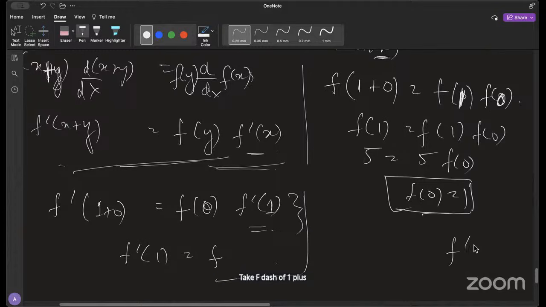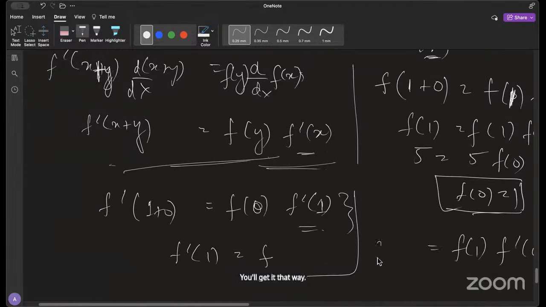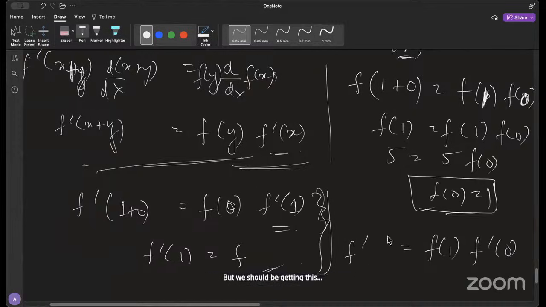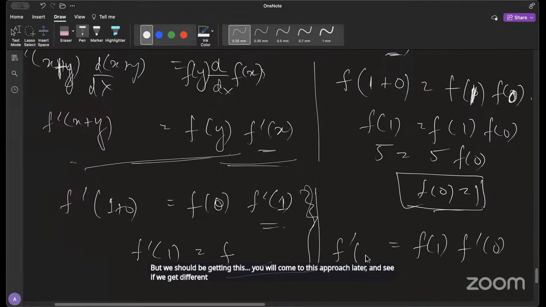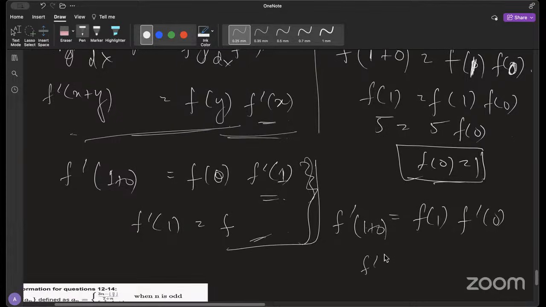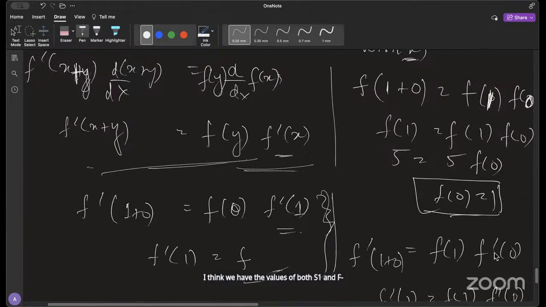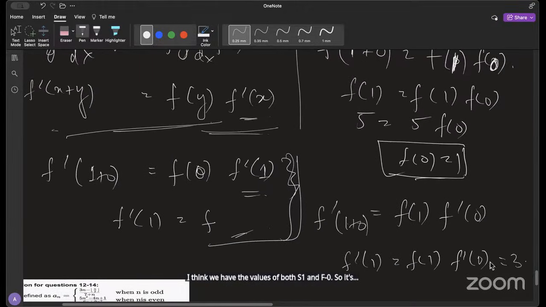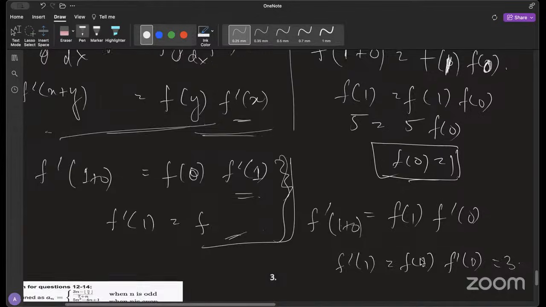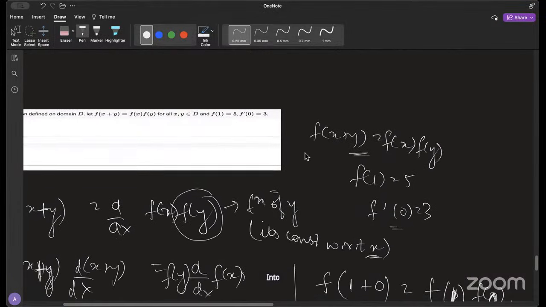If we take this approach, f dash of 1 plus 0 is equal to f of 1 and f dash of 0. You'll get it that way. We'll come to this approach later and see if we get different answers or not. So we'll have f dash 1 here, f1 and f dash 0. I think we have the values of both f1 and f dash 0. So it's 3, and f1 is 5.